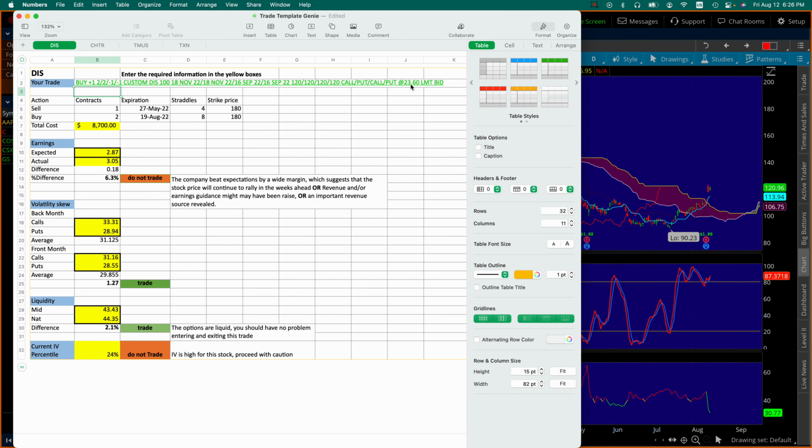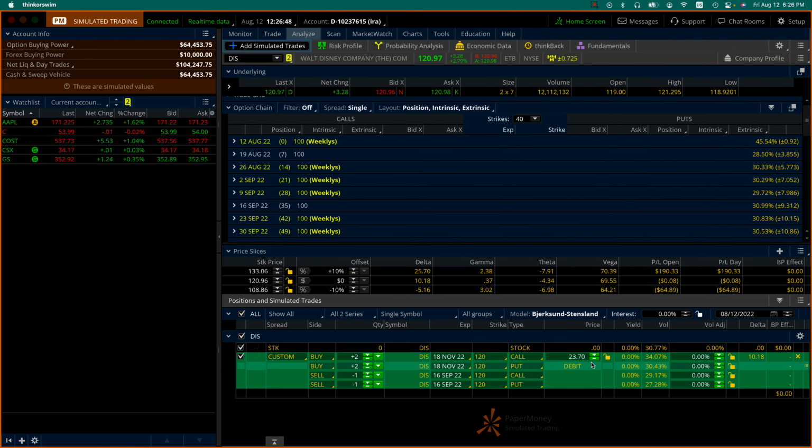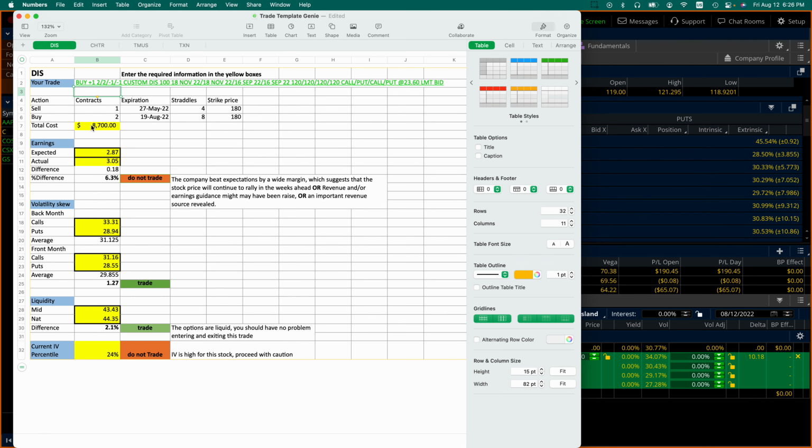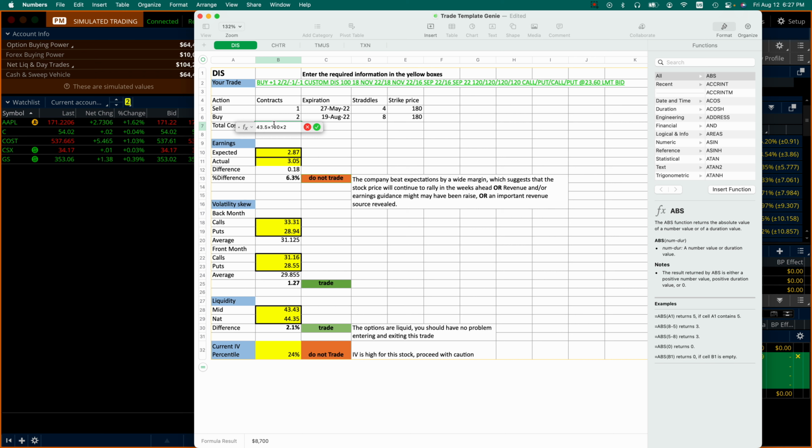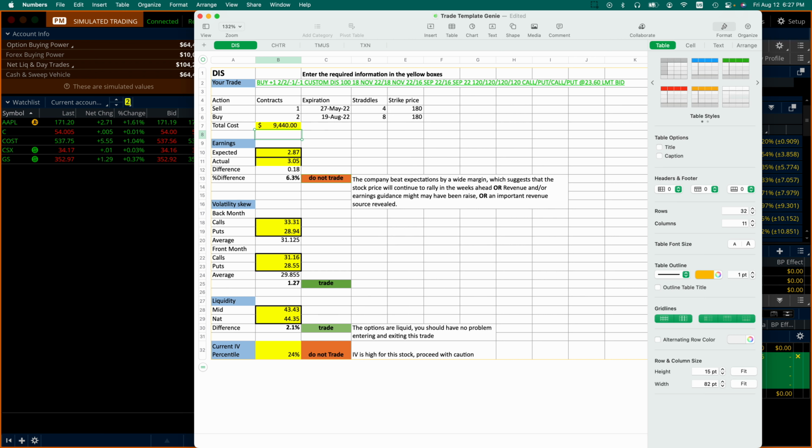You can see that my trade is here, the cost is $23.60. You can see it also in the Analyze tab, $23.70 has changed already. And all I have to do is multiply so that my total cost does not exceed 10% of my account, which will be $10,400. So I come over here and I multiply 23.6 times 100 times, let's say, 4. Okay, that fits. That's 9,000, so it's less than 10,000.